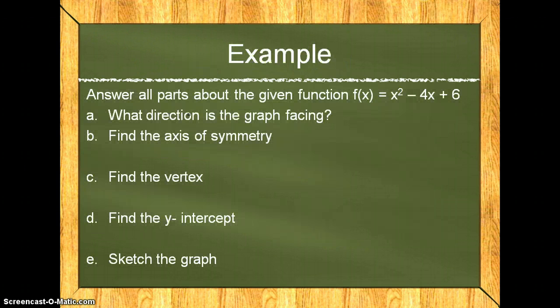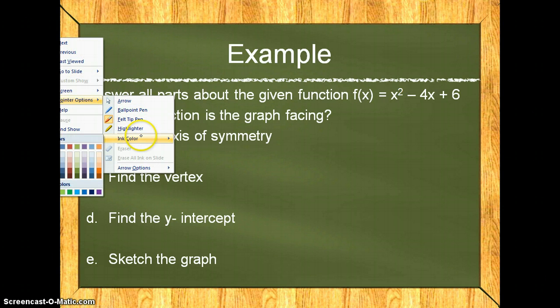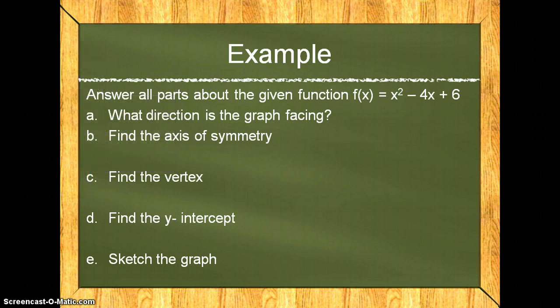So for the first example, we're going to take a given function and complete all the different parts of that specific equation. So first of all, our function is f of x is equal to x squared minus 4x plus 6. A tells us what direction the graph is facing. Since a is positive 1, our graph will be facing up.